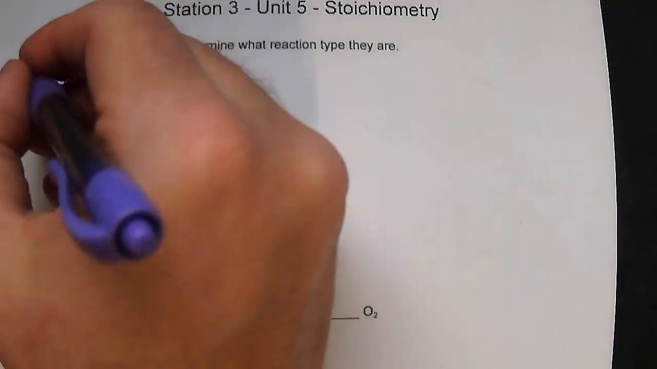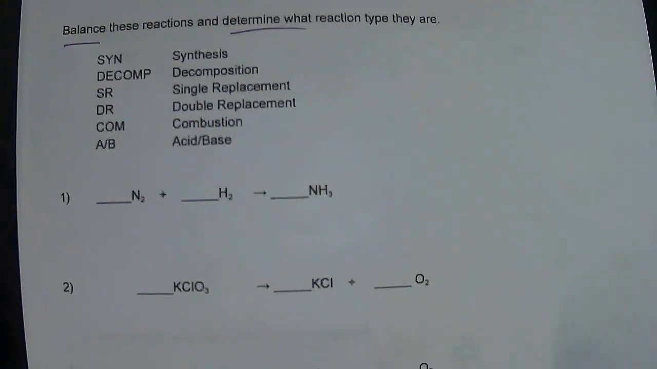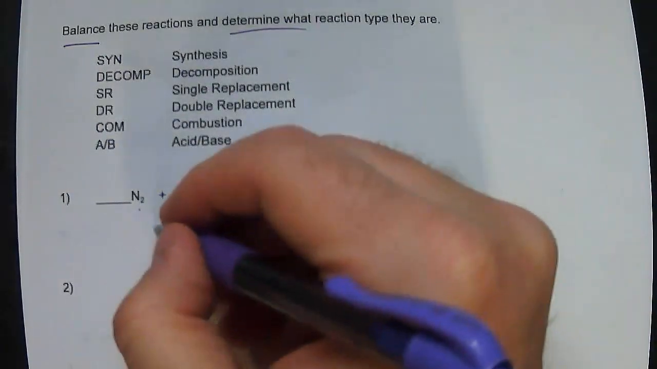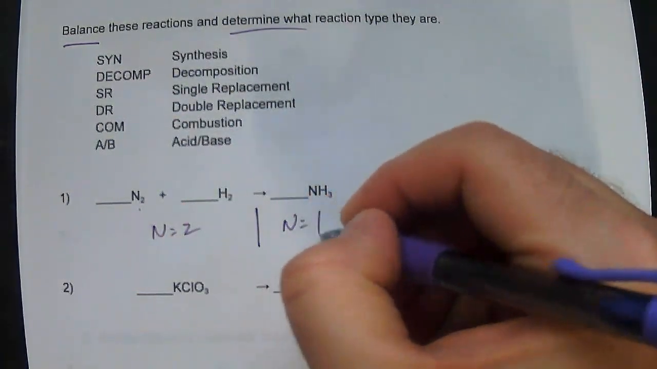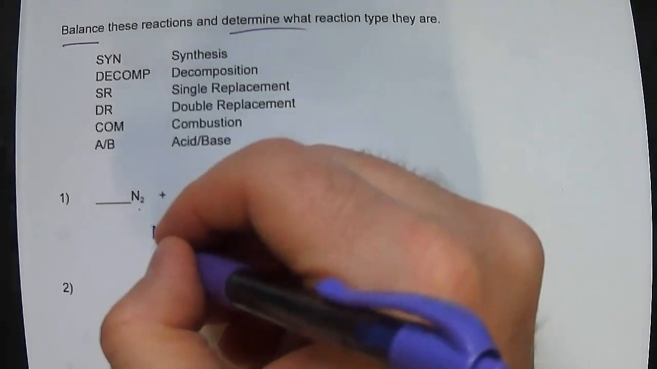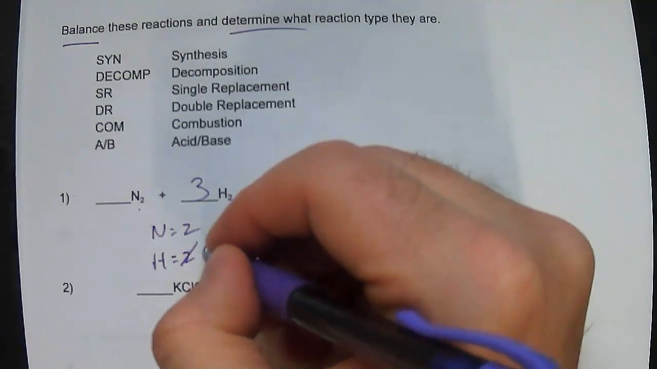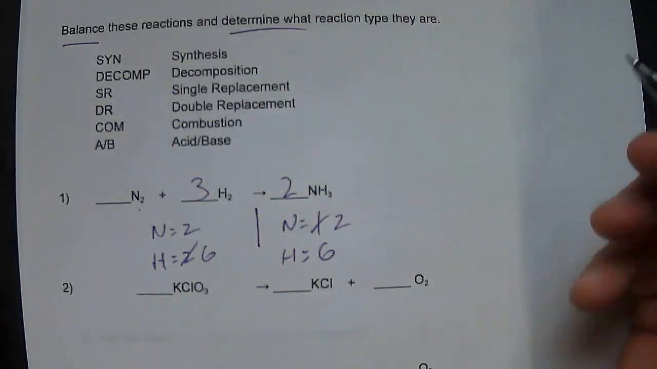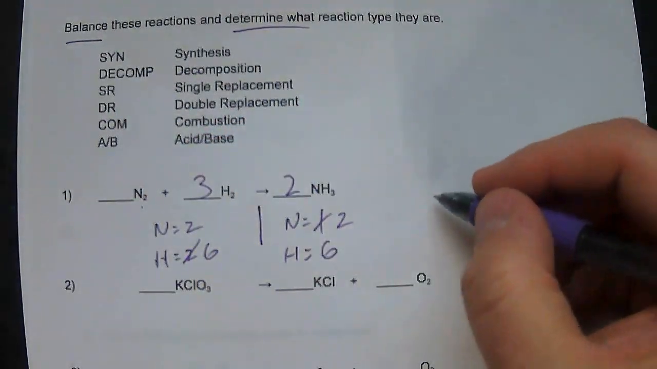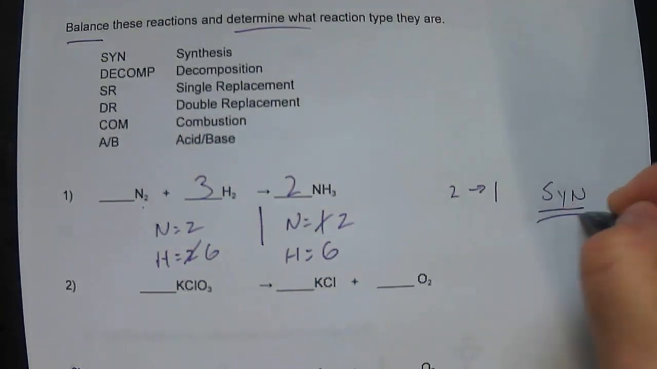For this one, we have to balance, and we have to determine what kind of reaction this is. Okay, so balancing. There's 2 here. Let's see, split this. So for N, there's 2, N in here is 1, so we're going to multiply that by 2. And now for H, 2 times 3 is 6. H, have to put a 3 there, so that's 6, balanced. This, we have 2 reactants going to 1 product, so 2 goes to 1. That's going to be a synthesis reaction.